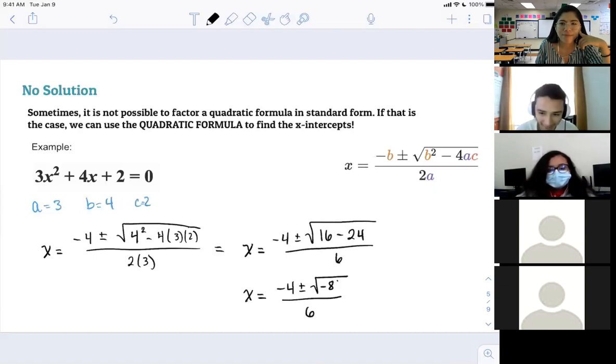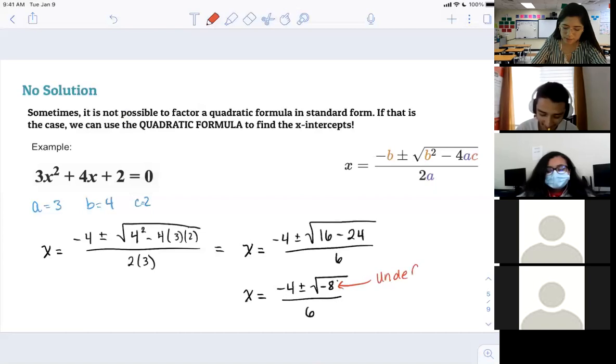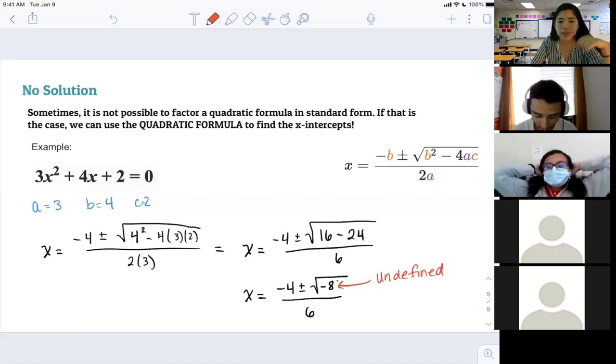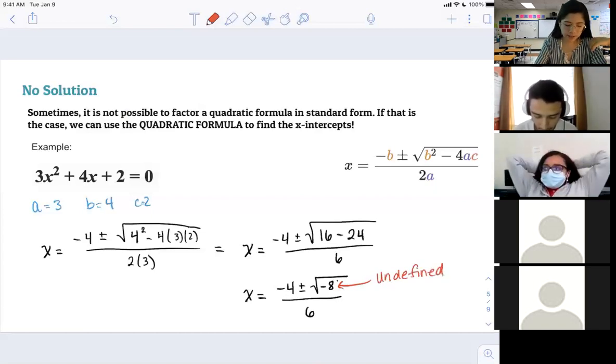The issue is the negative number. Yes, the negative. Definitely not China. You cannot take the square root of a negative number. This would be undefined. Can't do it. You try it, can't do it. So my final answer for this, no solution.